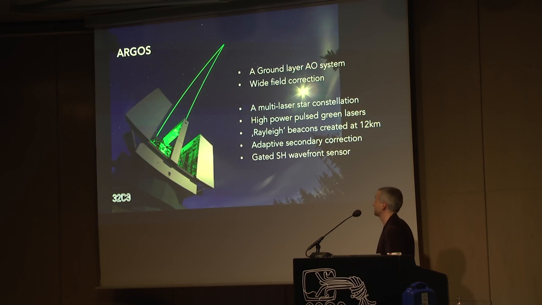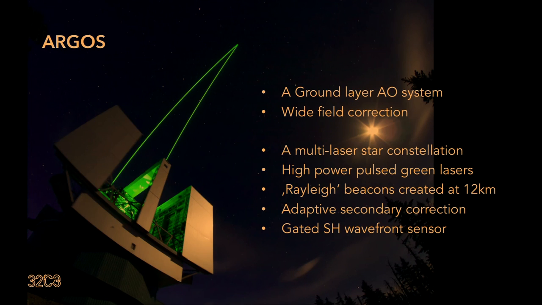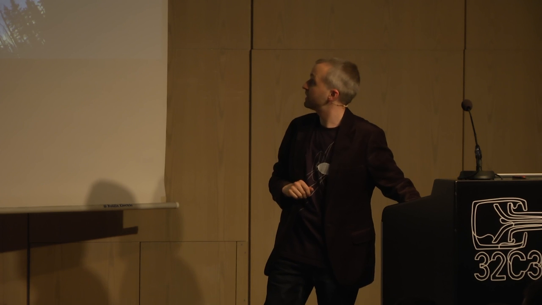So this is called Argos. It's a ground layer AO system. That's what we want to build. It has wide field correction. That means you cannot correct just a tiny patch on sky, but for astronomical use, a huge area, meaning it's not just a circle of 10 arc seconds, but this thing can correct 4 by 4 arc minutes, which is huge. So all the objects that are in there. We have a multi-laser constellation. We have seen that. Why we need this? Because we want to fill the complete ground layer. So we have three laser guide stars per eye. Why per eye? This will be clear in a minute. And we use high power pulsed green lasers.